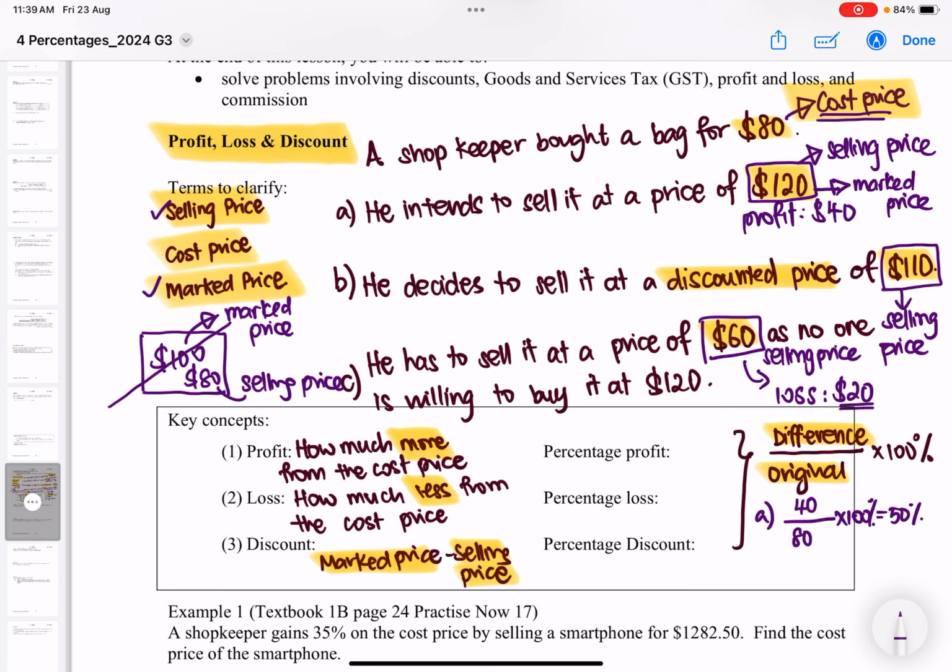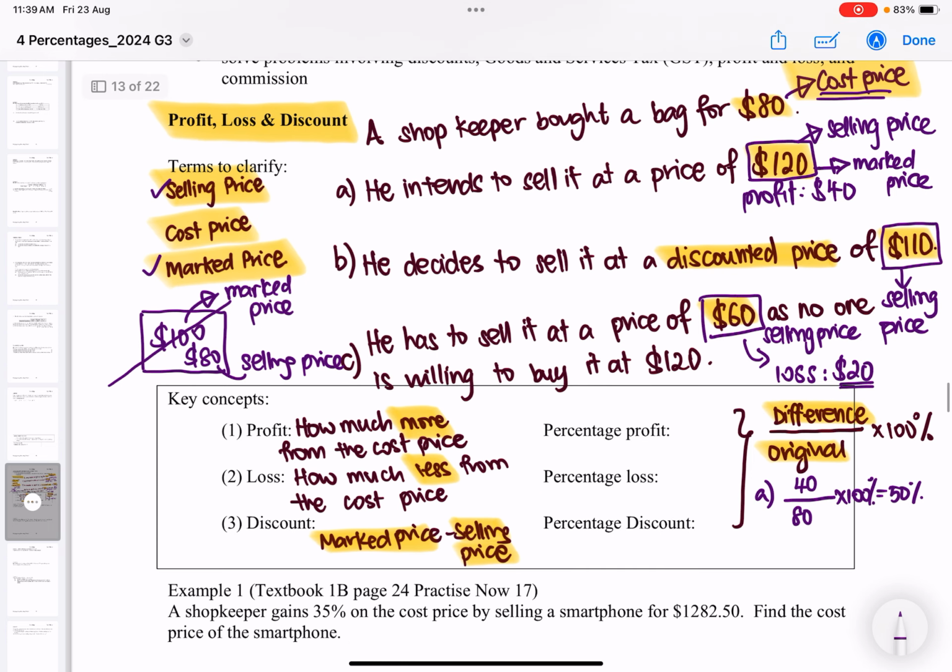Similarly, for percentage profit or loss, we would do the same thing. So it will be the difference over the original times 100%. Now, let's say we wanted to calculate percentage discount. For scenario B, he decided to give the bag at a discounted price of $110. So compared to the original selling price of $120, he's now going to give it at a price of $110. So he's giving a discount of $10.